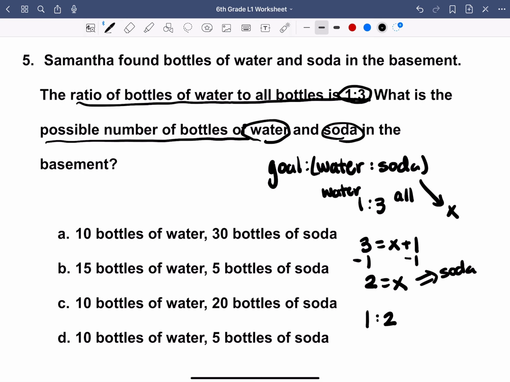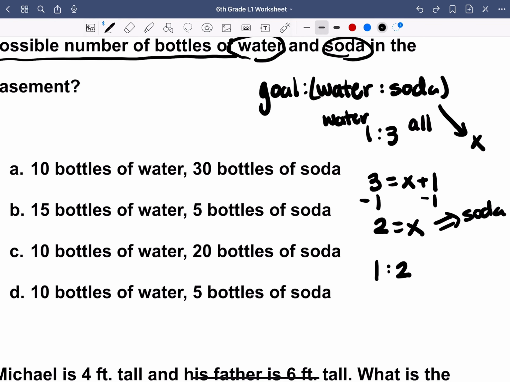Now, if we look at the answer choices here, I'm seeing a lot of 10s, so I'll just multiply by 10 on both sides rather than multiply by 15, which seems way off. So multiply by 10 to get 10 bottles of water to 20 bottles of soda. And that is answer choice C.